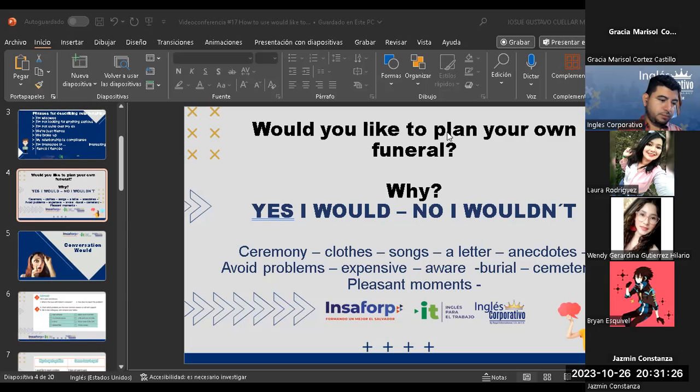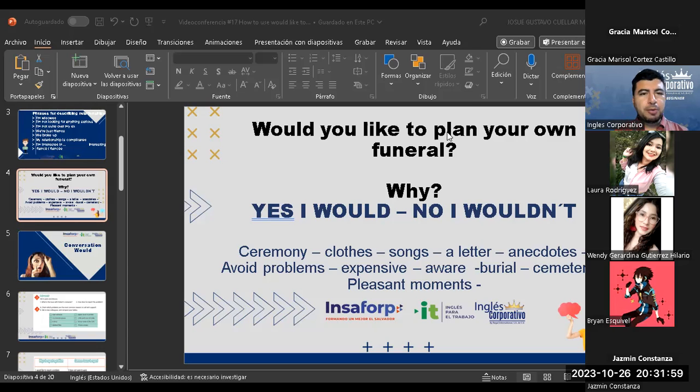Okay, yes, I will do it this way. I will help my family and avoid sudden financial stress. Yes. Sudden, es cuando sale de repente. Sí, inesperado. So, yes, avoid sudden financial expenses.